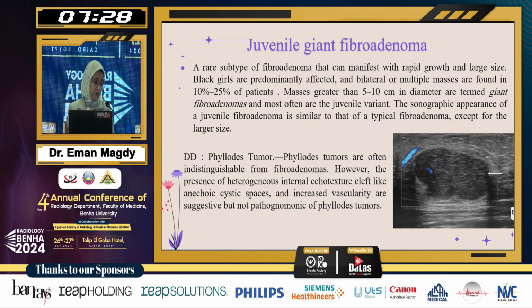We should also differentiate it from a phyllodes tumor. Phyllodes tumors are often indistinguishable from fibroadenoma. However, presence of heterogeneous internal echotexture, cleft-like anechoic cystic spaces, and increased vascularity are suggestive but not pathognomonic of phyllodes tumor.